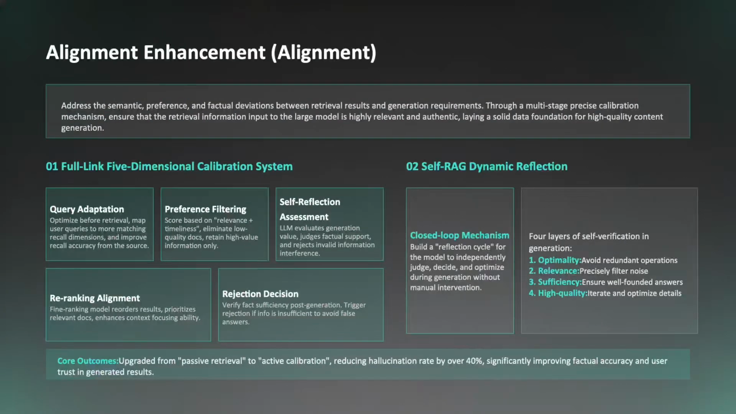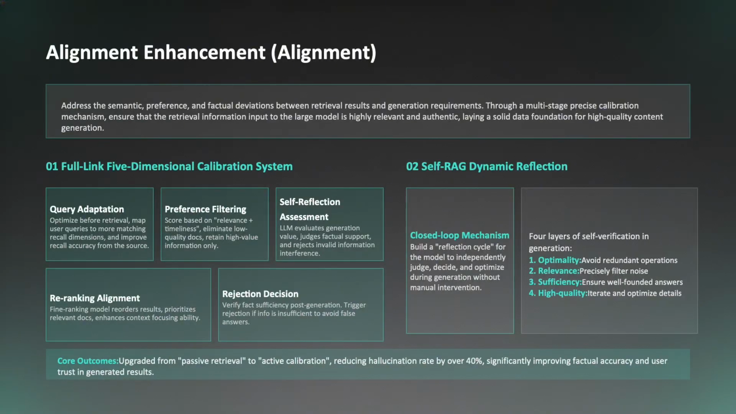Slide 11. Alignment Enhancement, 5-dimensional full-link calibration. Alignment enhancement solves semantic, preference, and factual deviations between recalled documents and LLM generation requirements. Our multi-stage precise calibration mechanism ensures all reference materials fed into the LLM are highly relevant and factually reliable, eliminating the root cause of model hallucinations. We built a 5-dimensional full-link calibration system.